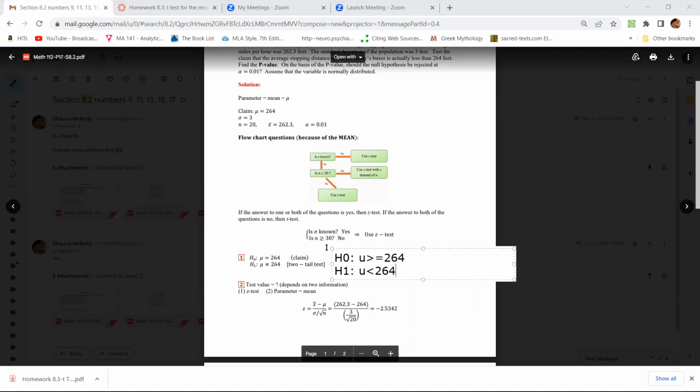So your claim up here is not equal also. So your claim is also wrong. Your claim is mu is less than, okay? So here your claim is wrong. Your claim is H1, and it's mu is less than 264, okay?